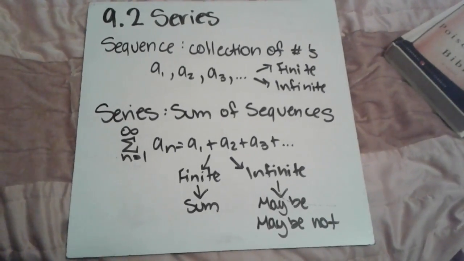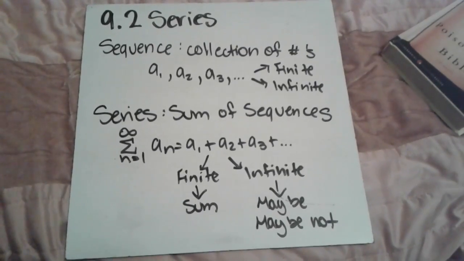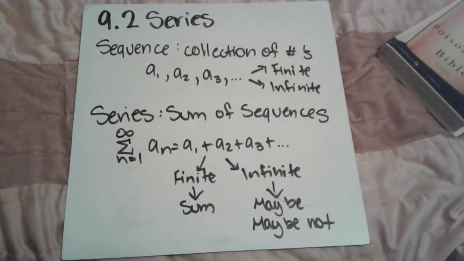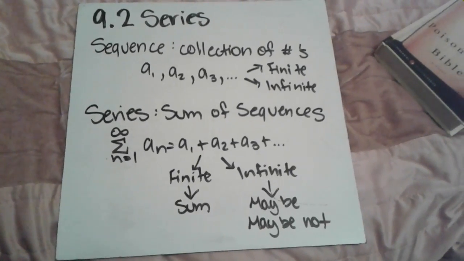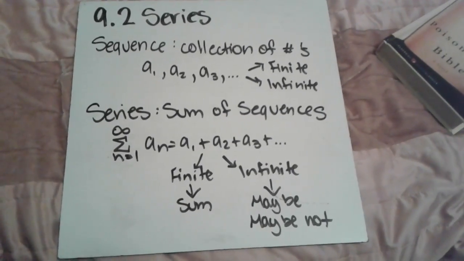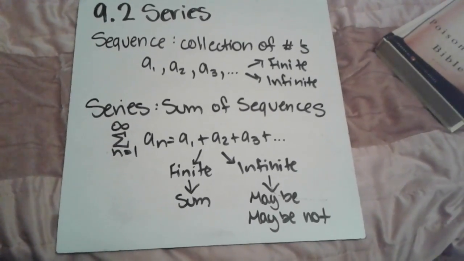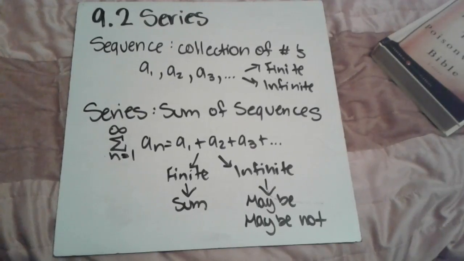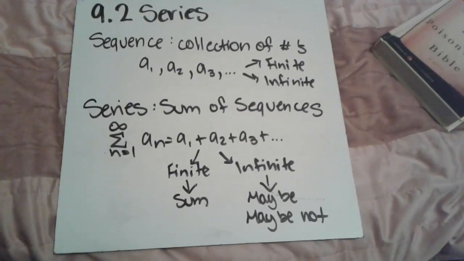This is known as the terms of a of 1 plus a of 2 plus a of 3 plus, continued. These numbers either could be finite or infinite. When they're finite, they usually have a sum that you could calculate. But when they're infinite, you're not sure, so they may have a sum or maybe not.